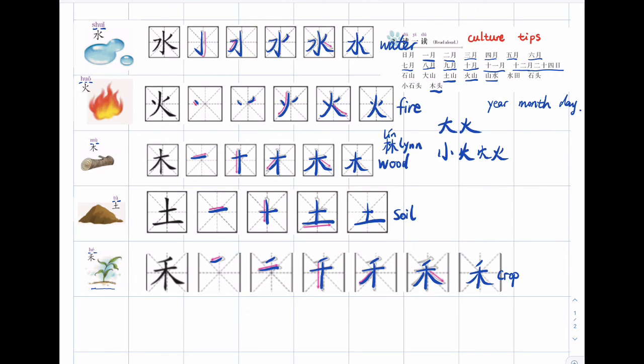And then we have 石山, a mountain made of stone or rock. 石山, 大山, big mountain. 水田, it's like a field full of water. 石头, stone. 小石头, small stone. So you see, based on what we have learned, you can actually make loads of phrases.